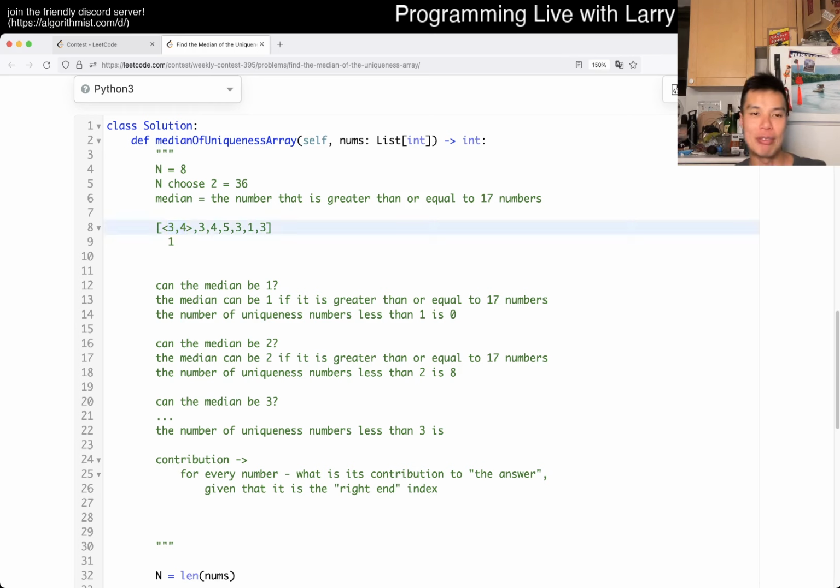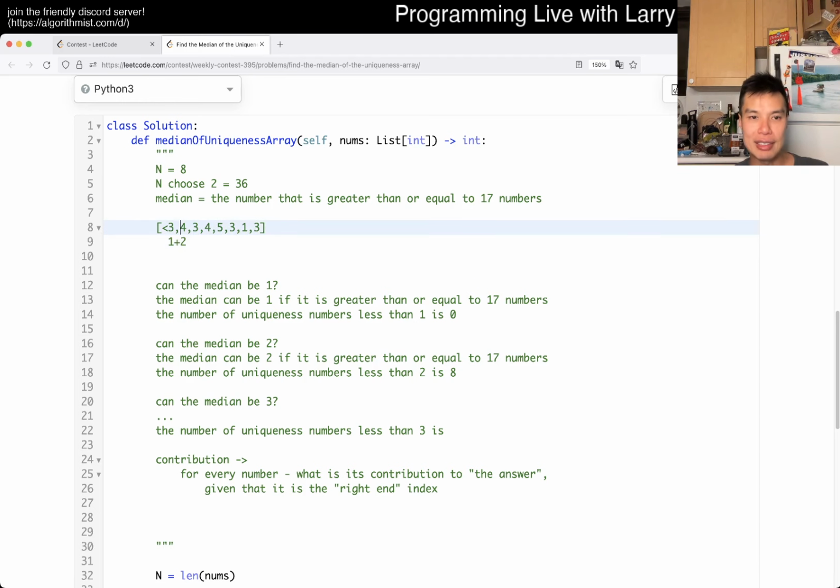So that means that we have 2 degrees of freedom, or 2 things to choose from. If the right n is 4, we have 2 choices to choose what the left n is. That's what I mean by degree of freedom. And in this case, this is 2, right?